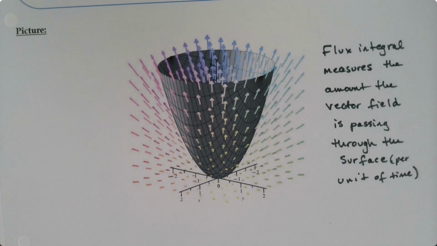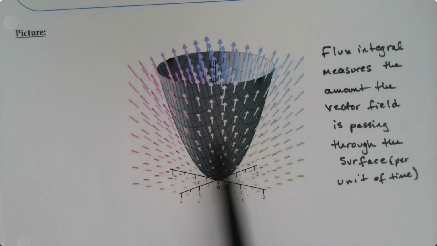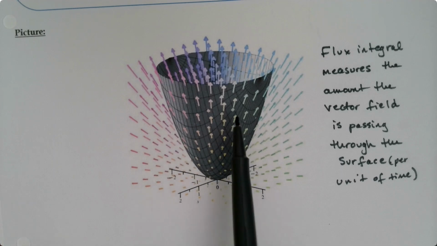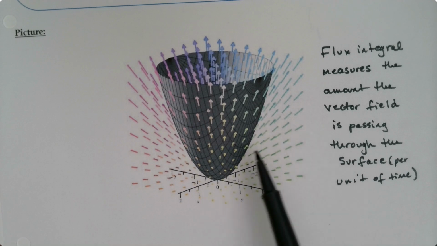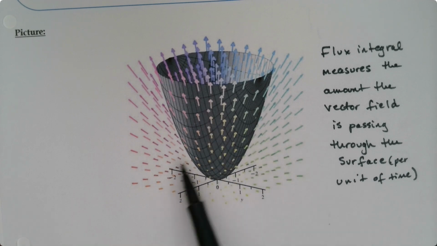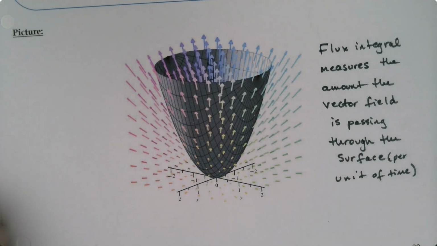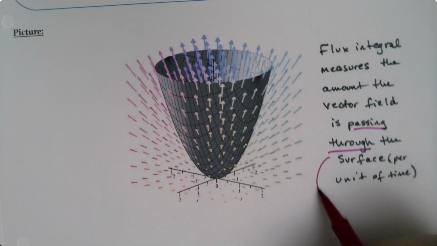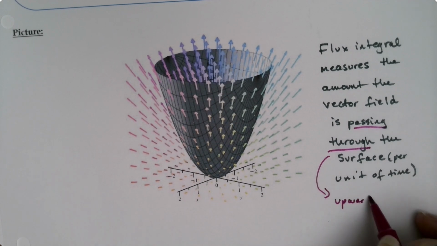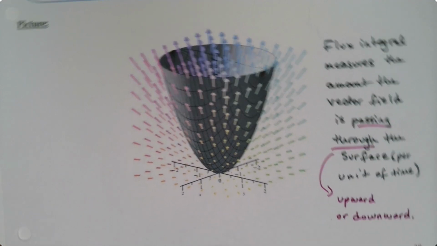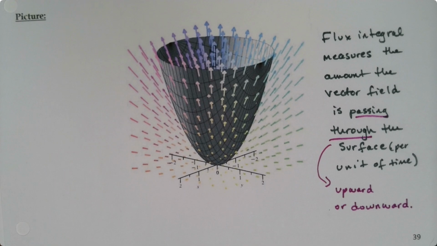Now, what the amount is measured in depends on what you're talking about. Is this a vector field of fluids? Is this water? Is it liquid mercury? Or is it heat? Or is it electricity? That would affect what the units would be. But it's essentially how much that vector field is pushing through that surface, and it would be per some unit of time. Now, passing through, we will deal with this in terms of either upward or downward direction for any particular spot on the surface.